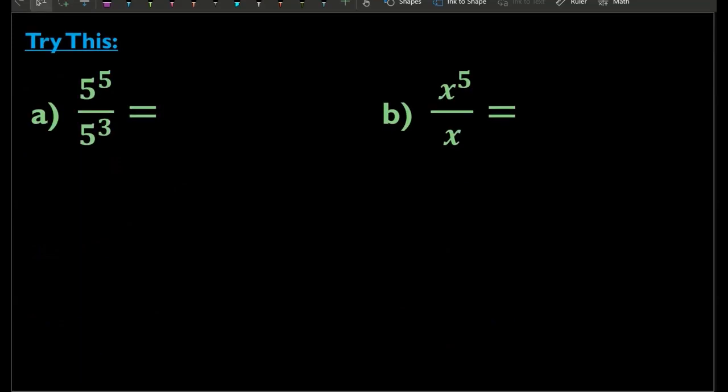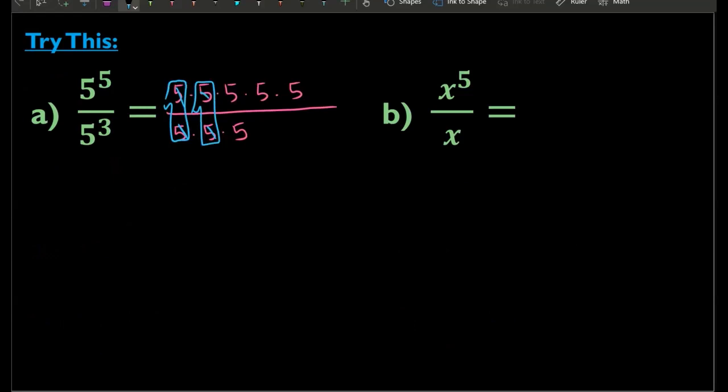Please pause the video and try it by yourself first. Alright, I hope that you tried it out. Here's our answer. 5 to the 5th power is 5 times 5 times 5 times 5 times 5, and 5 to the 3rd power is 5 times 5 times 5. Each of these divides out and makes one whole.